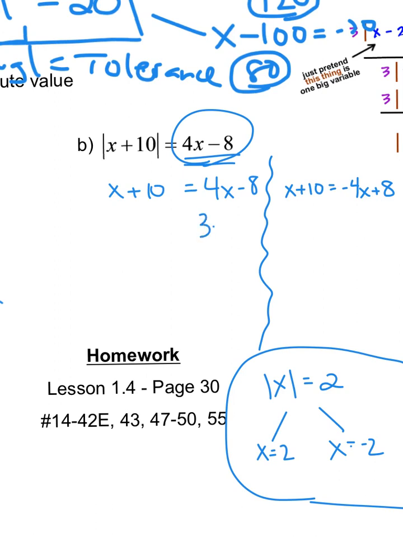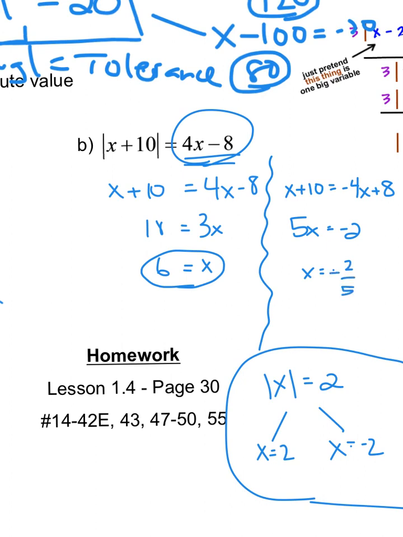So we'd wind up getting 3x equals 18, which means x is 6 on this side. Do a quick check. 6 plus 10 is 16. 24 minus 8 is also 16. So this answer does work. If I go over to my second one, I get 5x equals negative 2. And x equals negative 2/5.